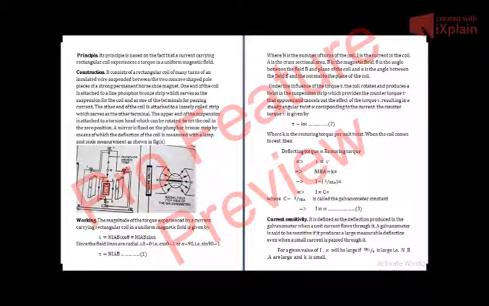Magnitude of angle alpha. A galvanometer is said to be sensitive if it produces a large measurable deflection even when a small current is passed through it. For a given value of the current I, alpha will be large if NBA by k is large. That is, if N, B, A are large and k is small.